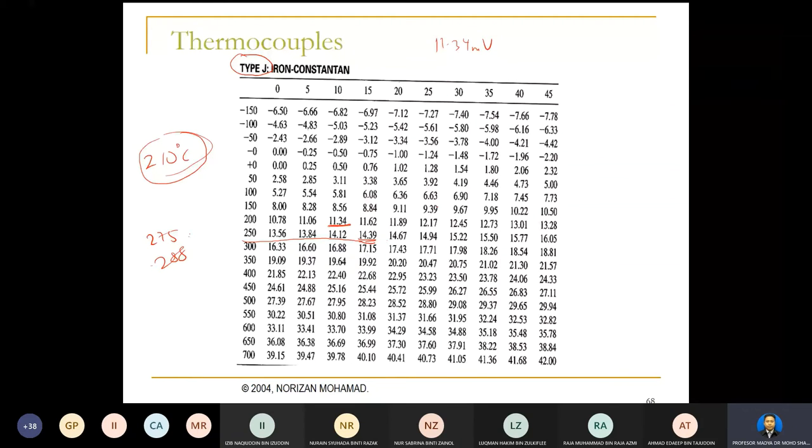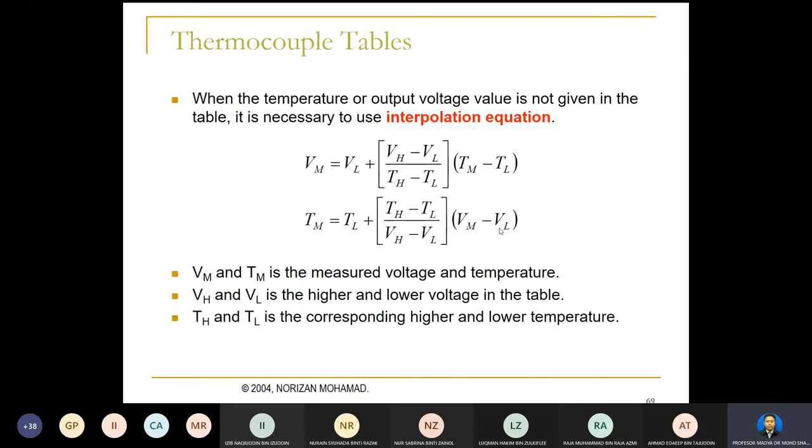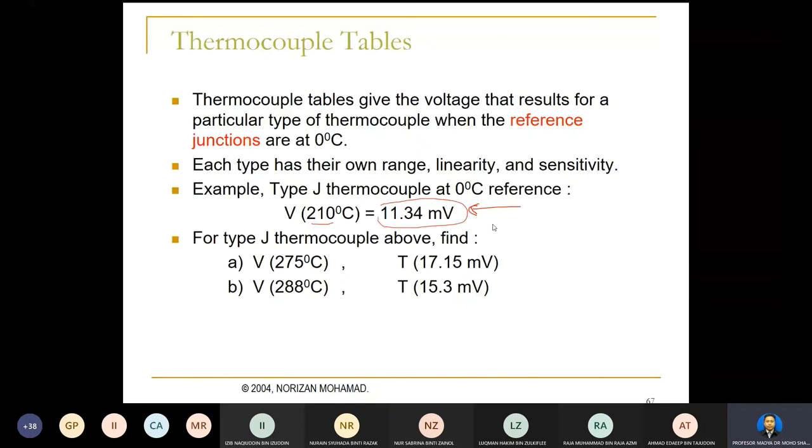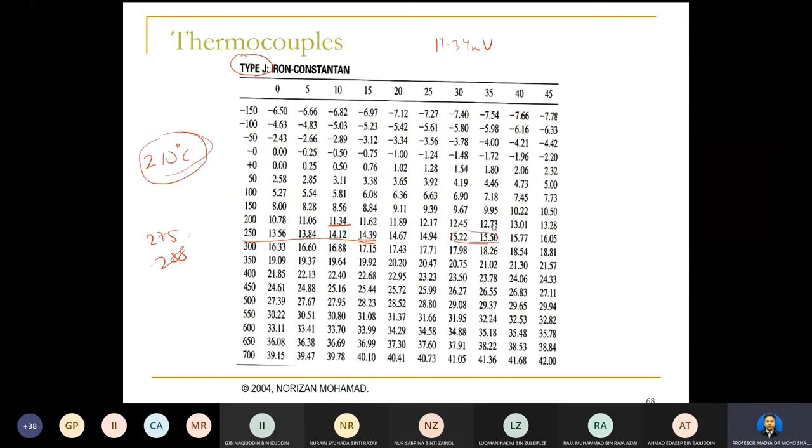And then another one is the plus. Okay, maybe around here. 288, maybe around this one. Round the 8, plus round this one, both this one. That's why the answer will be 15.3, round this one, round this one.